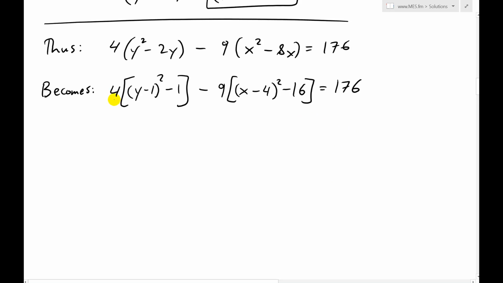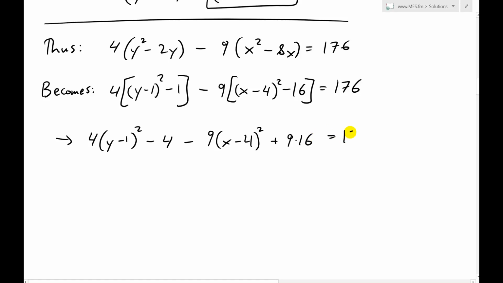So we can multiply this inside now and simplify it further, so we get 4 times y minus 1 squared minus 4. This one here, minus 9 times x minus 4 squared, the negative 9 times negative 16. This just becomes plus 9 times 16, and then this whole thing equals 176.